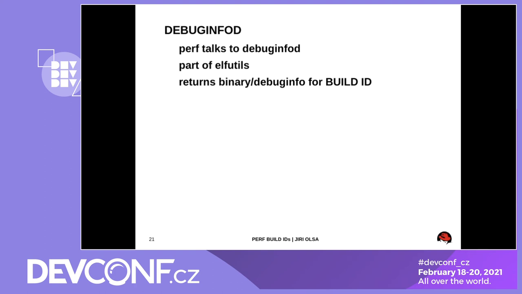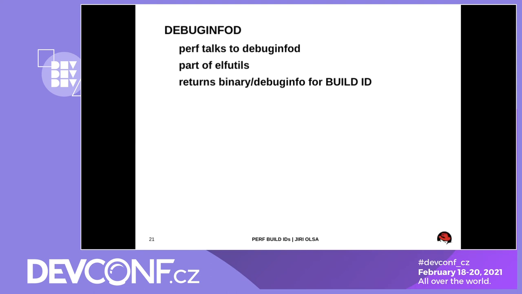and it specifies the build ID. The debuginfod on the server side will check its database. If the build ID is there together with whatever info is needed, it will send the information back and perf will store it to the debug cache, and it's there for perf reporting.